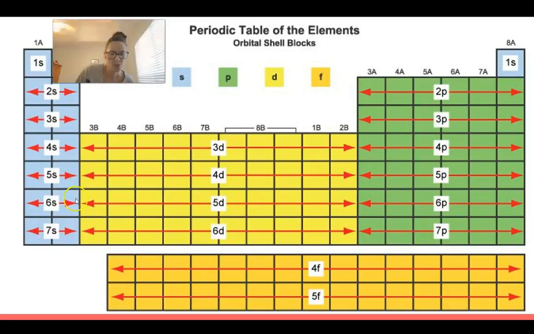But when you get to the 6s sublevel here, this is where the lanthanides are, right in here. After 6s is actually going to be 4f, then 5d, and then 6p. So again, remember, right here is where the lanthanides and actinides are in the periodic table.